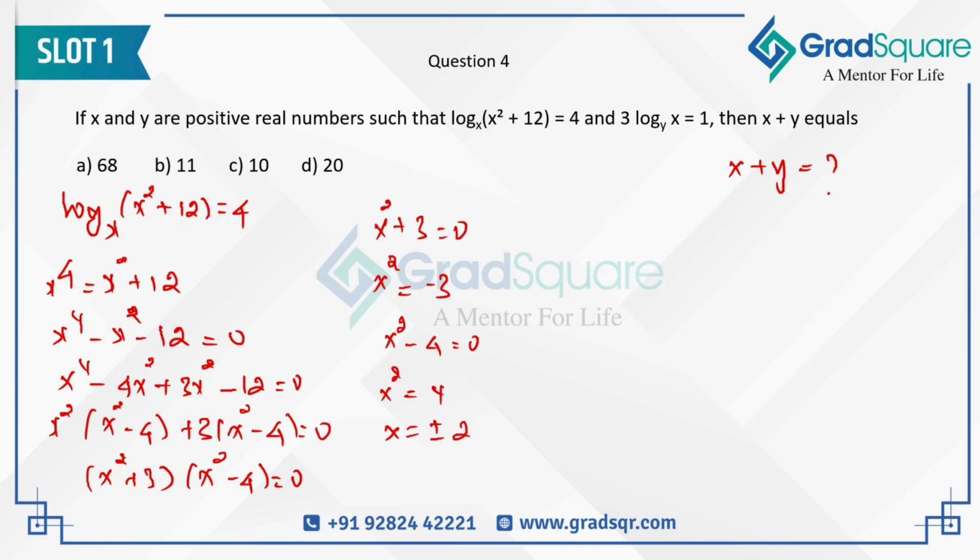See, x and y are given as positive real numbers, so this is not a real number, so it is getting cancelled out. I cannot choose the value of x equal to minus 3, and x can be equal to plus 2 or minus 2, and x should always be a positive real number. So minus 2 is neglected, and the base of log cannot be a negative number, so minus 2 is also neglected here. So the value of x will be equal to 2, and I'm going to substitute the value of x equal to 2 in the second equation.